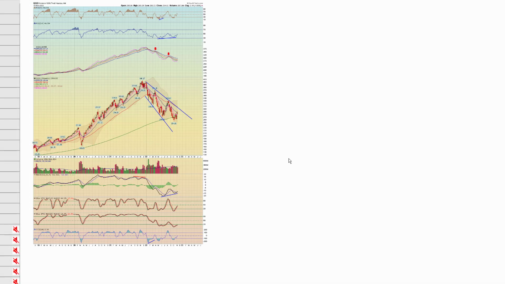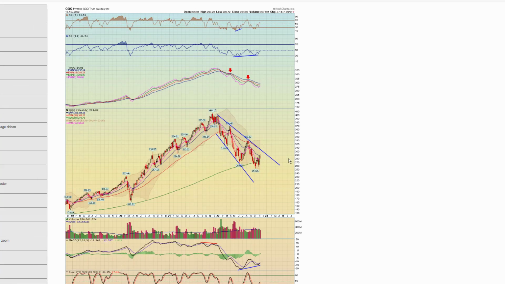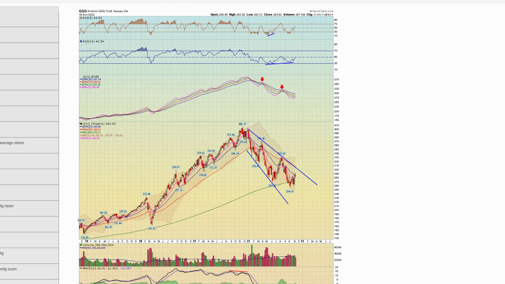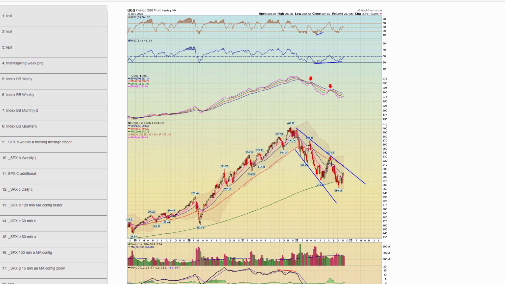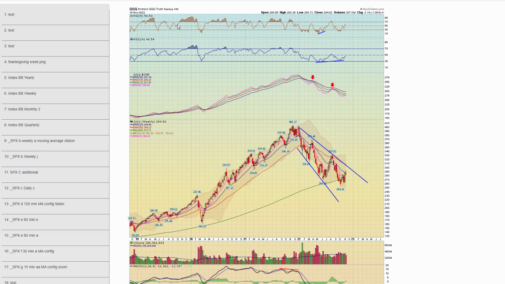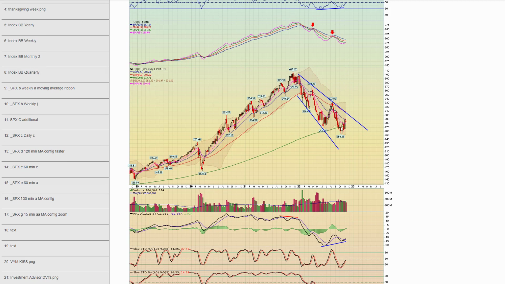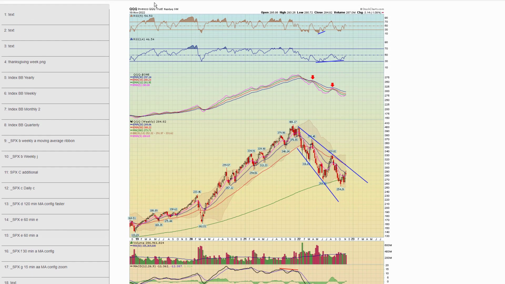Next, let me resize this. Image number 23 shows you the triple Qs. Here's the weekly view again, and this expanding downtrend channel. Still got a ways to go to get to that downtrend line. Again, the Qs have done the worst this year because that's the older economy. That's the high growth area, which has gotten pulverized.